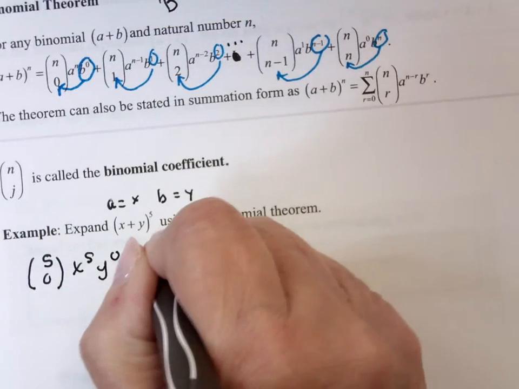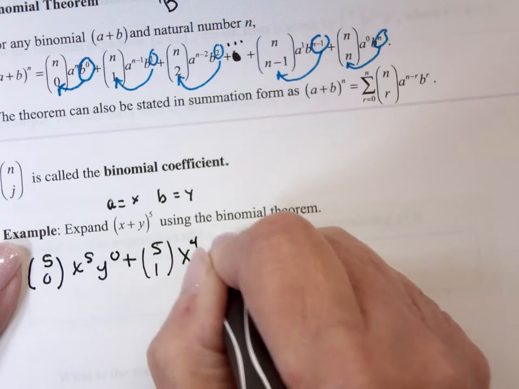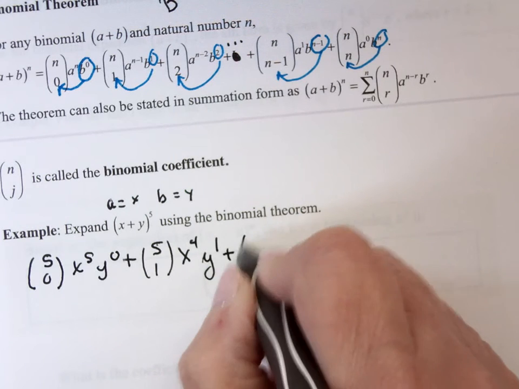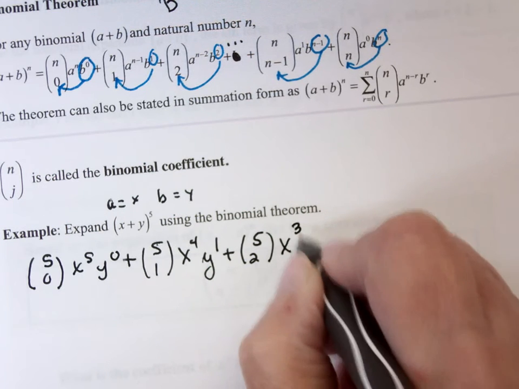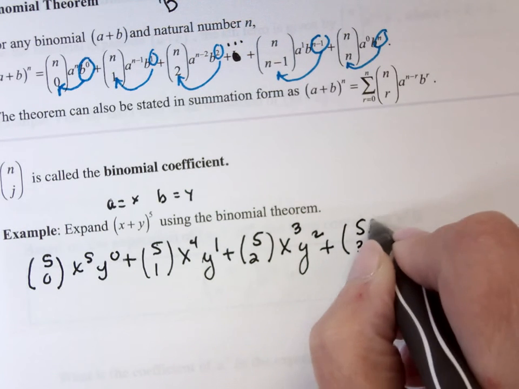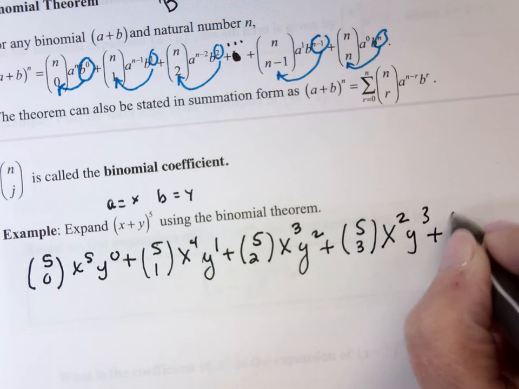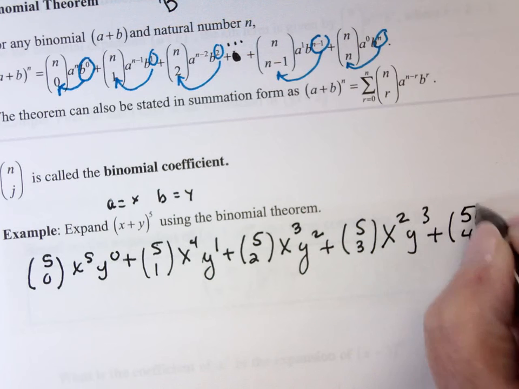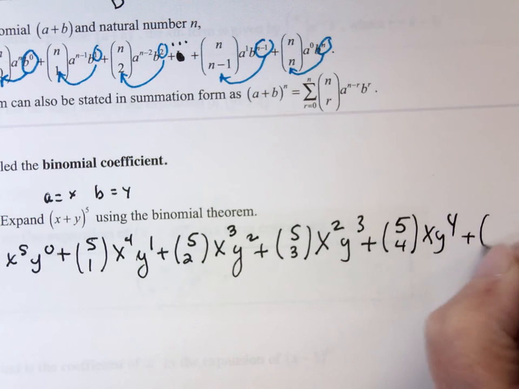Plus 5 choose 1, x to the 4, y to the 1, plus 5 choose 2, x to the 3, y to the 2, plus 5 choose 3, x to the 2, y to the 3, plus 5 choose 4, x, y to the 4, plus 5 choose 5, x to the 0, y to the 5.